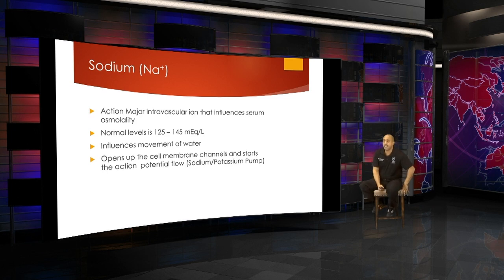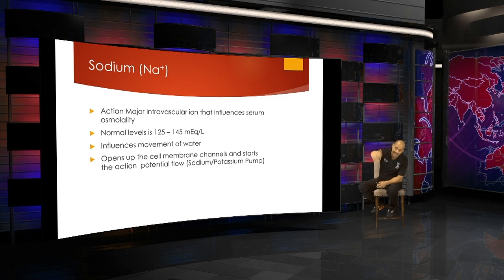So it acts as the majority intravascular ion that influences the serum osmolality. I always have problems saying that word. But he does that by allowing movement, and water follows. So we want to make sure, whoa, look at this number. Look at the normal levels, 125 to 145. Whoa, high number. So because it's a high number, guess where it sits?